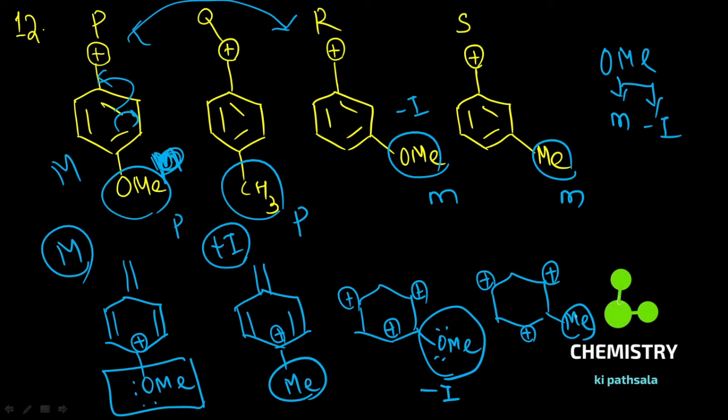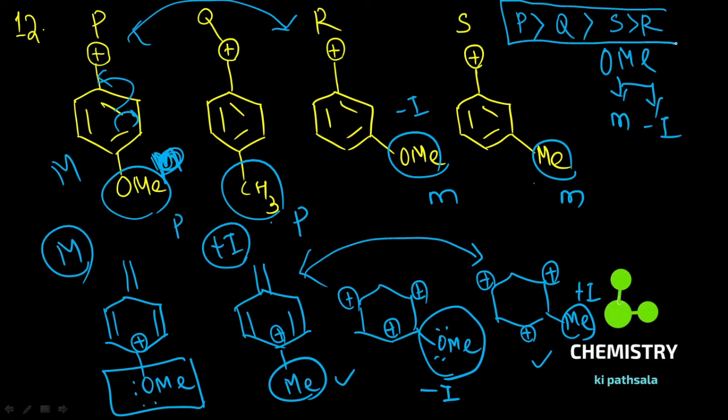And in case of S it is showing plus I effect, right? But in case of P and S, you know very well that the carbocation formation at the para position is more stabilized by mesomeric effect as compared to the plus I effect in case of S. Clear? So the answer will be first P greater than Q greater than S greater than R. Yes, P, Q, S and R.